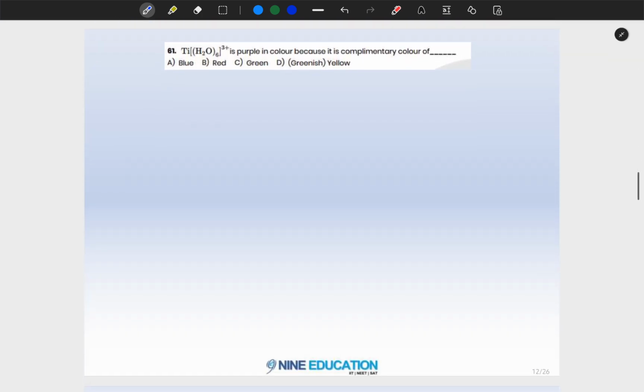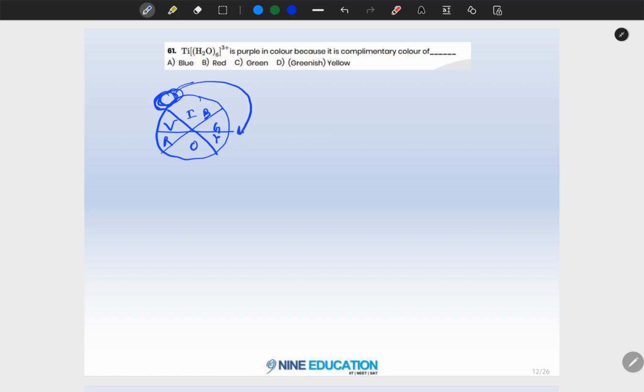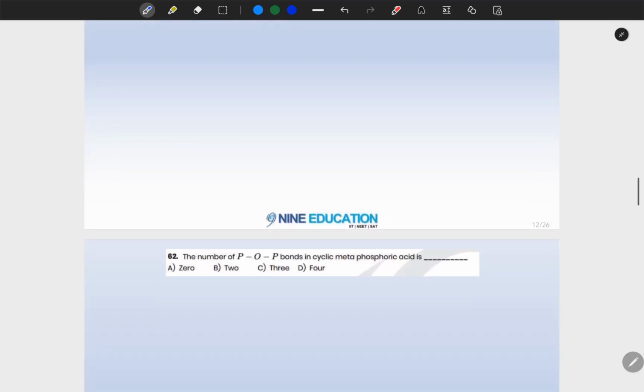Titanium hexaqua 3 plus is purple in color. This concept can be explained with the help of the color wheel: violet, indigo, blue, green, yellow, orange, red. The purple color lies in the region between violet and indigo, or violet, indigo, blue. So what is the complementary color of this purple? It will lie exactly 180 degrees apart from this color. Obviously the complementary color will be a mixture of green and yellow. So that's why D should be the correct answer. Let's proceed to the next question.